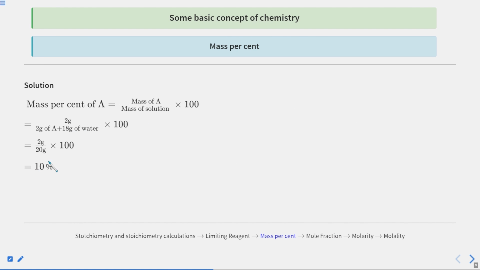Let's move to the solution, and the answer comes out to be 10%. You can see the solution. This is very simple. Mass of A divided by mass of solution. Mass of solution is equal to mass of solute plus mass of solvent.